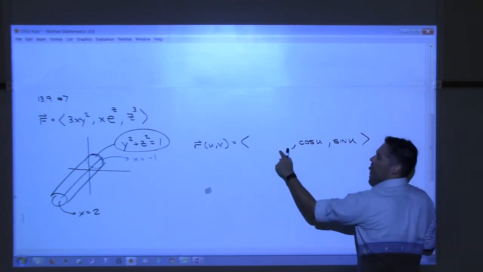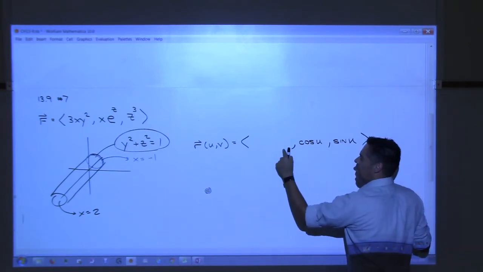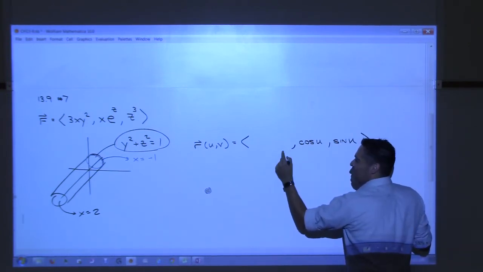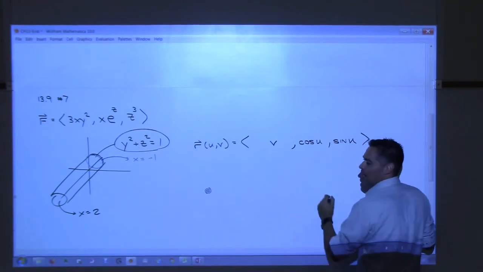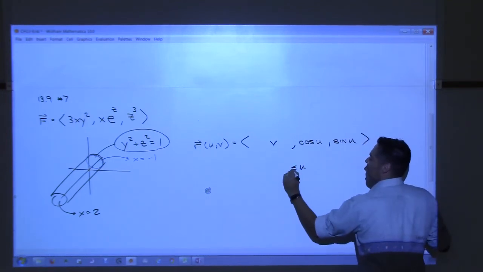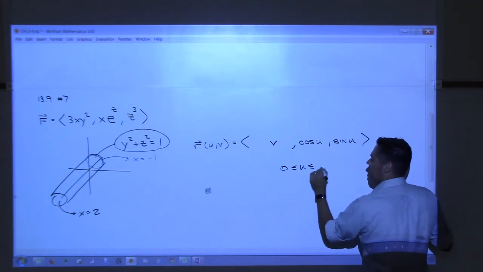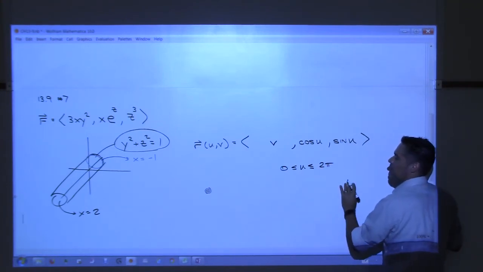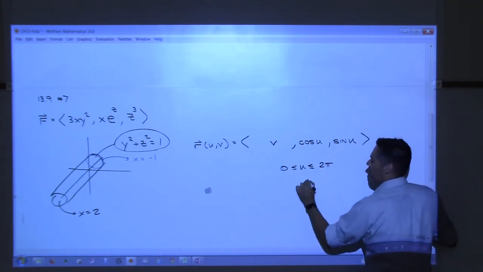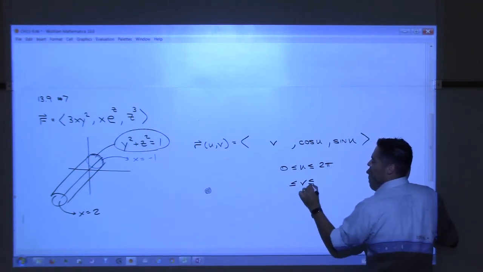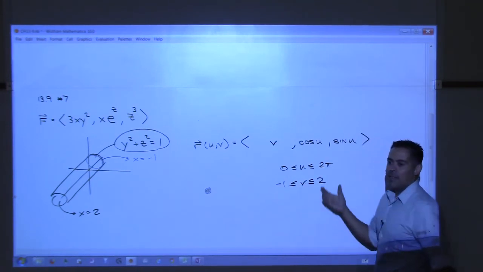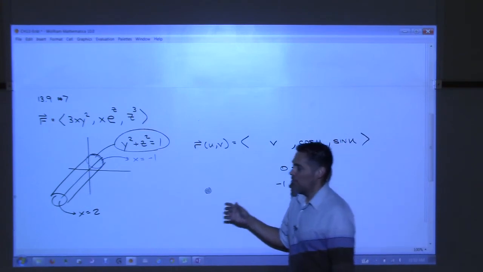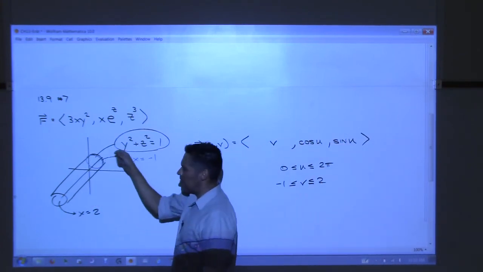And then what about the v? I just gave it away. What about the x component? It would be v, right? And then our u would be between 0 and 2 pi, right? That would draw us circles. And then our v would be between what? -1 and 2.